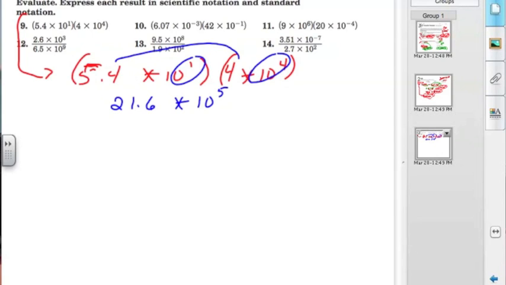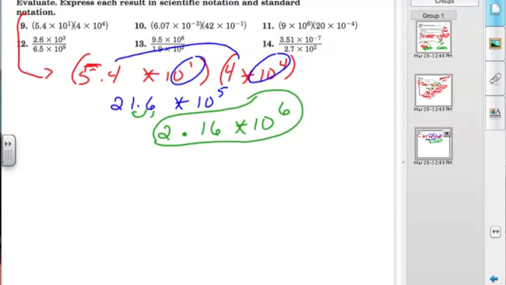Now when I do that, it looks like it's in scientific notation, but it's not because I have 2 places to the left of the decimal point. So I need to change this. I need to move the decimal point. That's located here, and I need to move it over here. So I get 2.16 times 10. Now the question is, what do you do with that? Is it to the 5th? Is it to the 6th? What is it? Well, it actually is to the 6th. All righty.